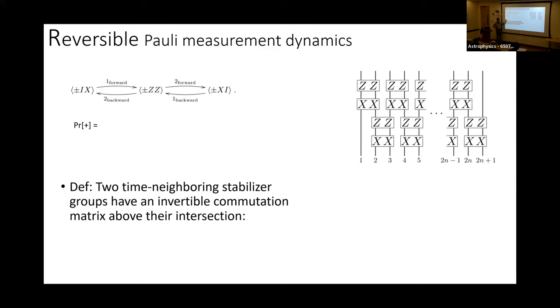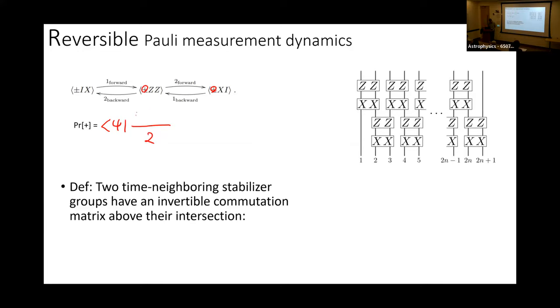This is essentially the same as the original teleportation protocol. This is perhaps a more modern version of it. One key feature of this measurement sequence is that the probability of having plus is always half. At every stage, the probability of seeing a plus outcome is always half.